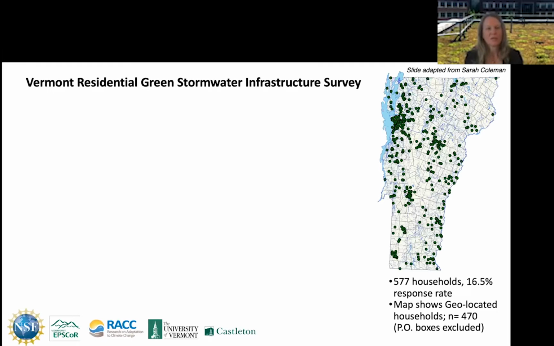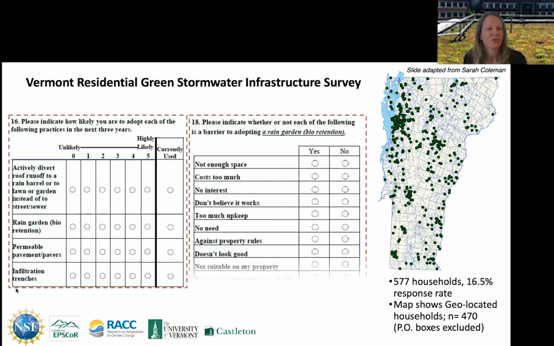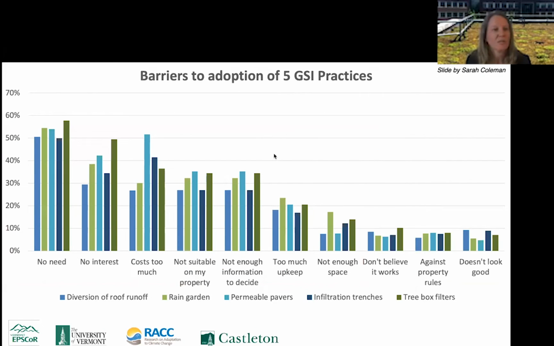So this survey of 577 Vermont households included many questions. And some of the example questions were looking at how likely people were to adopt different forms of green infrastructure. So we'll just focus here on rain gardens and bioretention. But we also asked about rain barrels and other means of diverting roof runoff, permanent pavers, infiltration trenches, and so forth. Another type of question is what the barriers might be to adopting these different systems. So for this example, we asked about rain garden and what the barriers would be. And I will show some of the results from this paper.